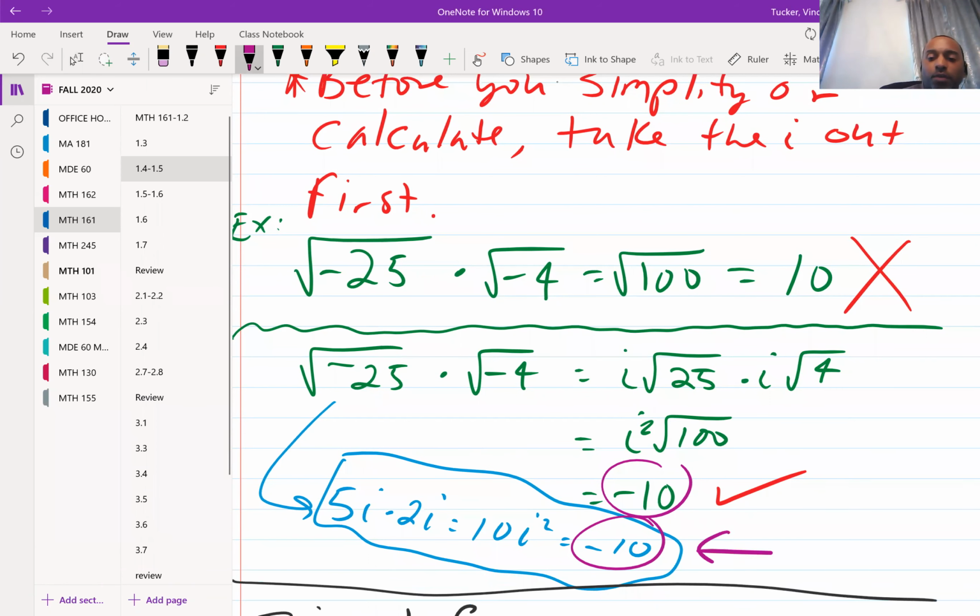Over here in the blue is just another way of doing the same thing. It's just that we simplify all the way down. Square root of negative 25 is 5i. Square root of negative 4 is 2i. Multiply those together, we still get our negative 10. So there's just two different ways of simplifying the same expression. It's just that the first thing you have to do is remember that you have to bring the i out first before you go to multiply anything. All right. Any questions?